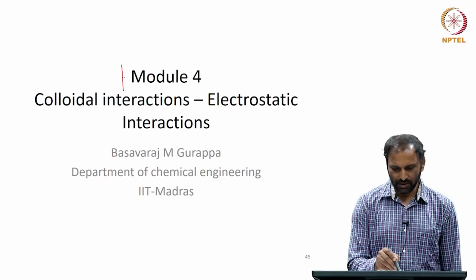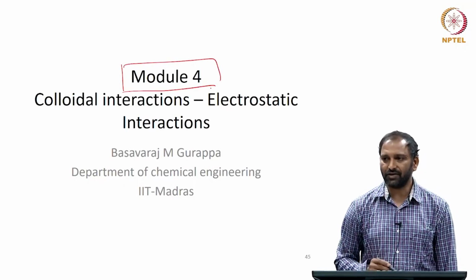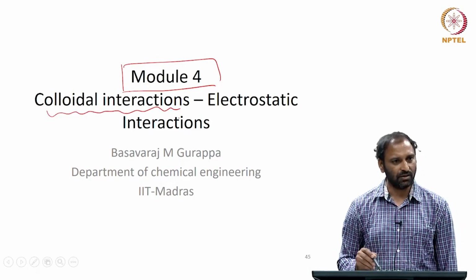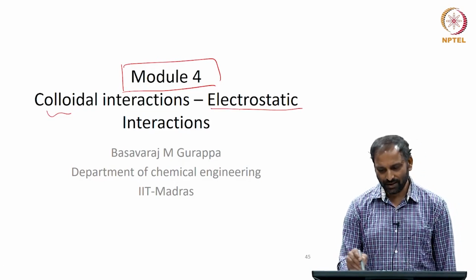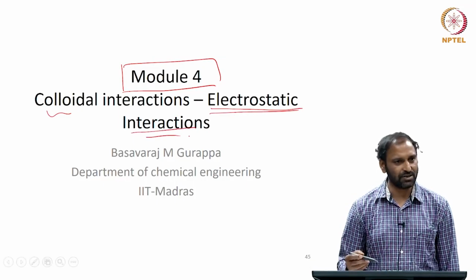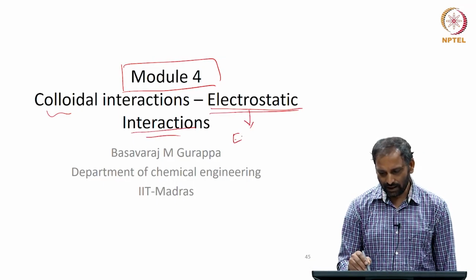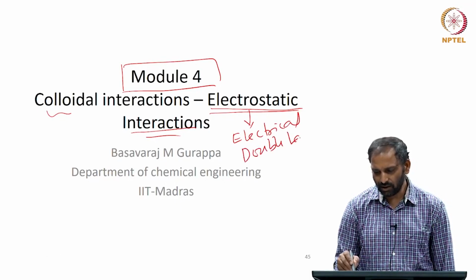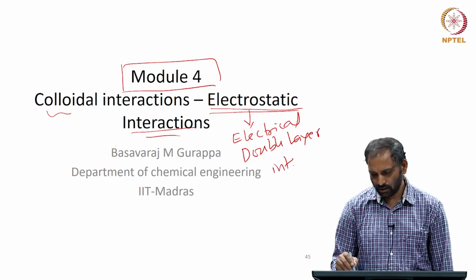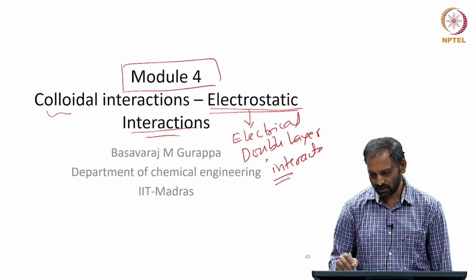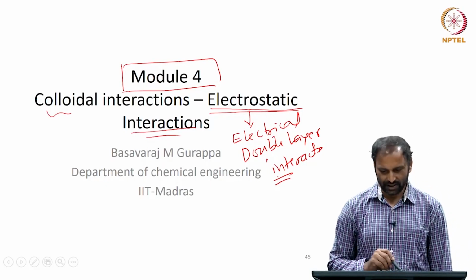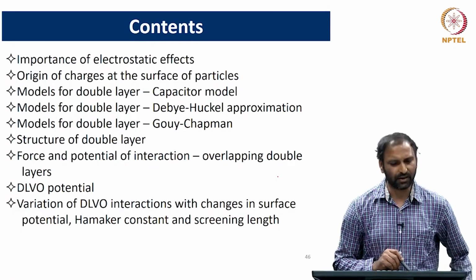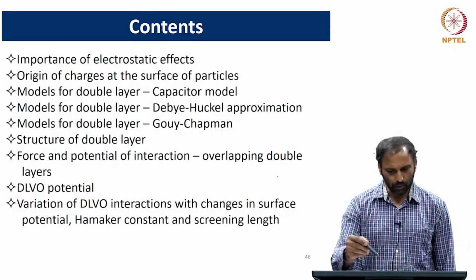So, the next module is module 4, in which we are going to look again at colloidal interactions, but looking at what are called electrostatic interactions. They are also called electrical double layer interactions. Okay, that is what we are going to do for the next few lectures. That is going to be the contents. Okay. We will start one by one.